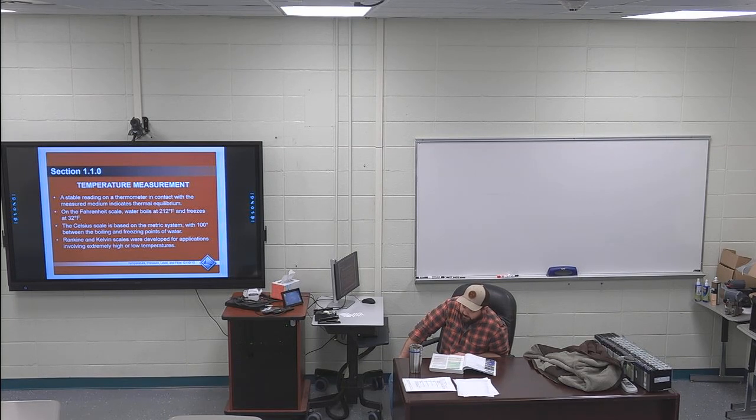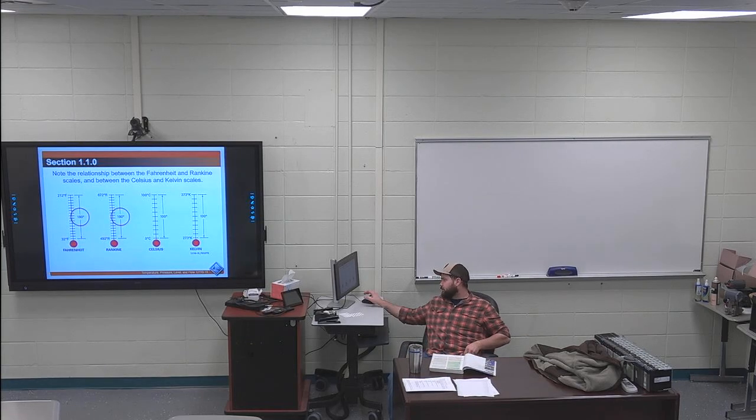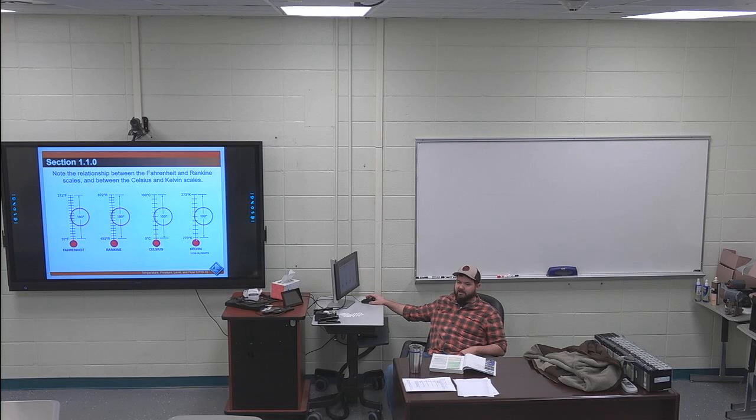Note that both Fahrenheit and the Rankine scale show 180 degrees between freezing and boiling points of water. They push that quite a bit in these chapters. If you look up on the board, you can see Fahrenheit and Rankine. So freezing point of Fahrenheit is 32, 212 is the boiling point, 180 degrees difference. Rankine, 492 to 672, 180 degrees. Celsius and Kelvin are also the same. 0 to 100, and then 273 to 373.